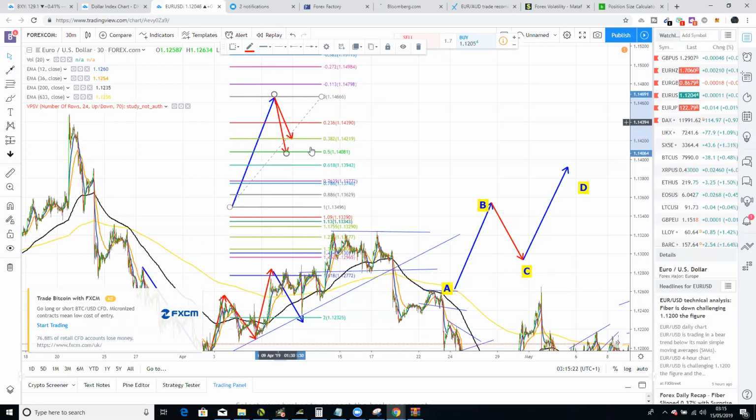Between 38.2 and 50% is the requirement for price to retrace to, and the maximum will be 50%. You don't want it to touch 61.8%. You don't want it to even close inside 61.8%. Once that happens, that is not a BAT pattern anymore. We are looking at the possibility of a Gartley pattern.